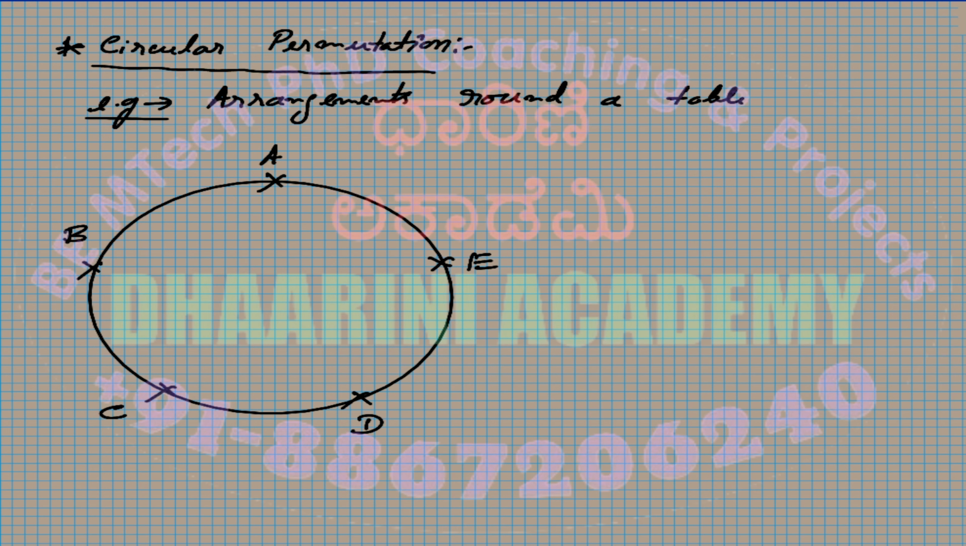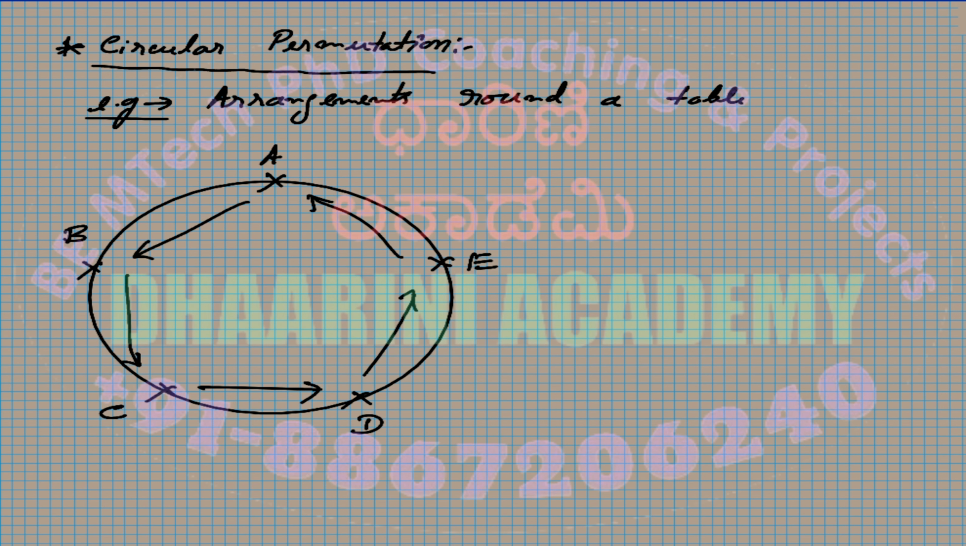This is one arrangement. But since it is a circle or a table, whenever we rotate the positions without changing the arrangement, in the sense that A, B, C, D sit next to each other in the same fashion, it is considered the same arrangement. If A shifts to this position, B comes to this position, C goes here, D goes here, and E shifts to A's position, that still is the same combination. This shift can occur five times and it is still the same. This is because there is no fixed starting point whenever we consider a circular arrangement. That is the fundamental reason here.